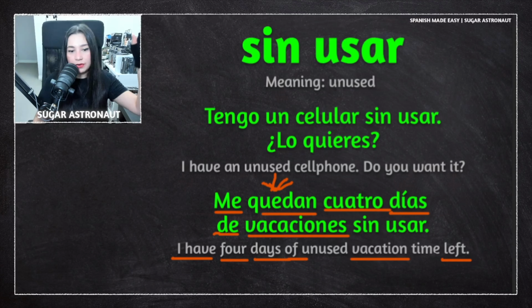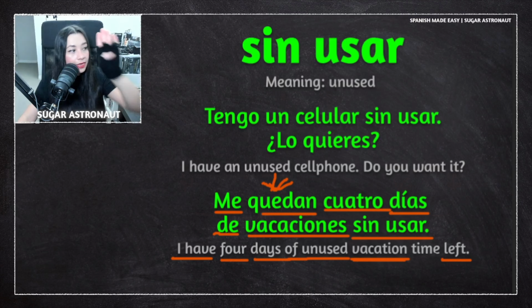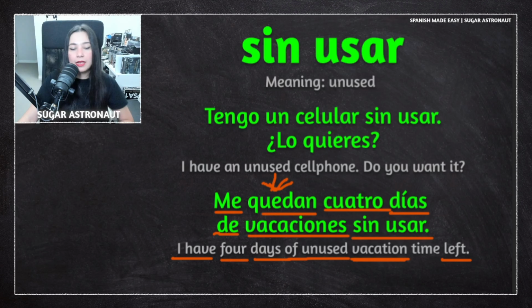Me voy de vacaciones, you know? I'm gonna go on vacation somewhere. Who knows where? But you're talking about vacation. So it looks plural, but actually refers to vacation, okay? Sin usar. We have the term we're learning today, and that means unused. Me quedan 4 días de vacaciones sin usar. I have 4 days of unused vacation time. Let's include time left.